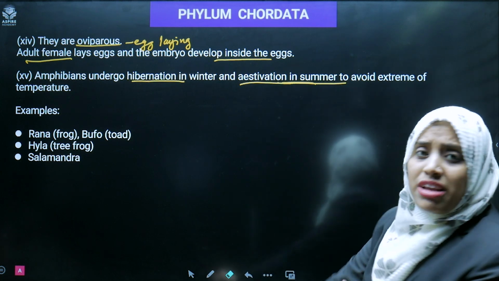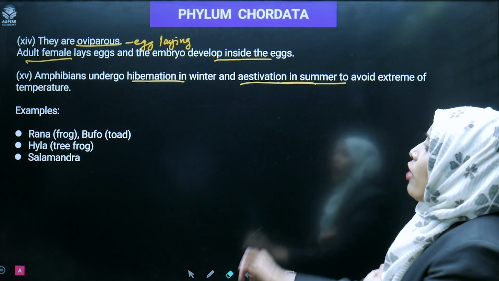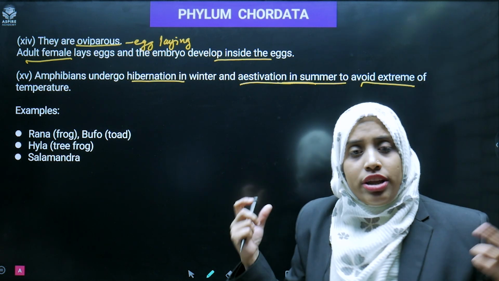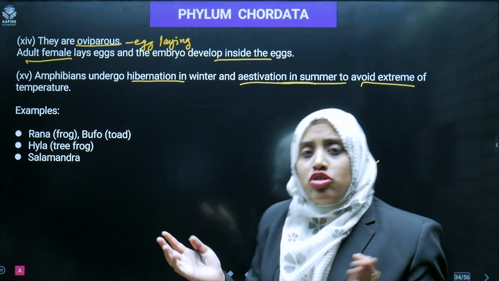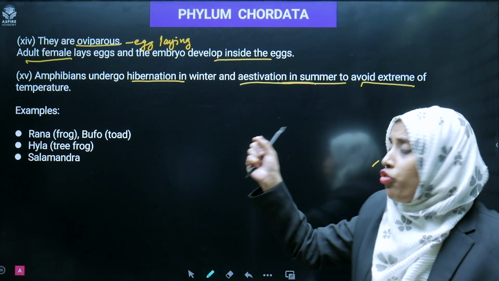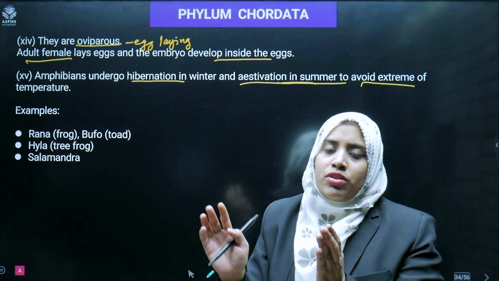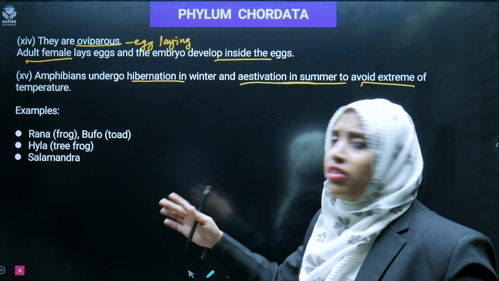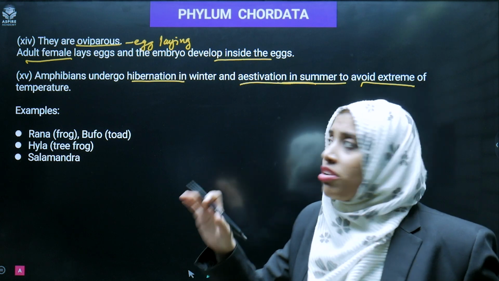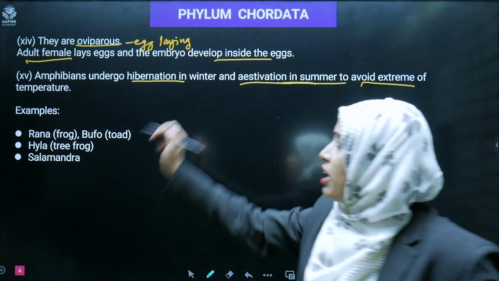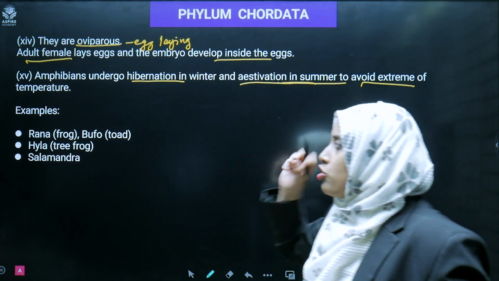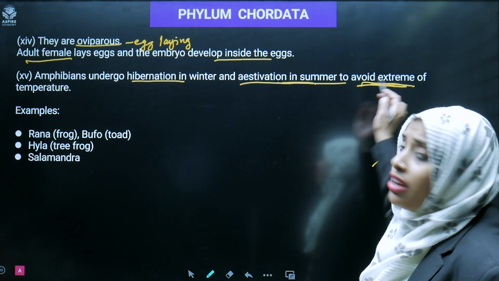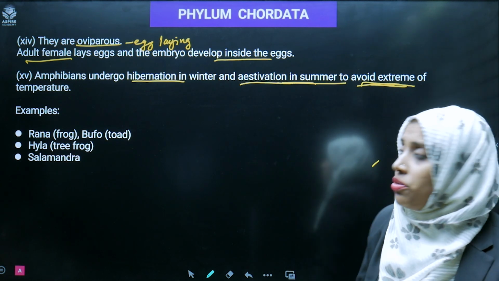Aestivation, when does it take place? In the summer season, to avoid extreme temperature. To avoid the extreme temperature, when it is too cold, they go for a deep sleep. In that duration, they are mostly inactive. They collect their food and then go for a sleep. So that is hibernation. This is all to adjust themselves and avoid the extreme temperature.